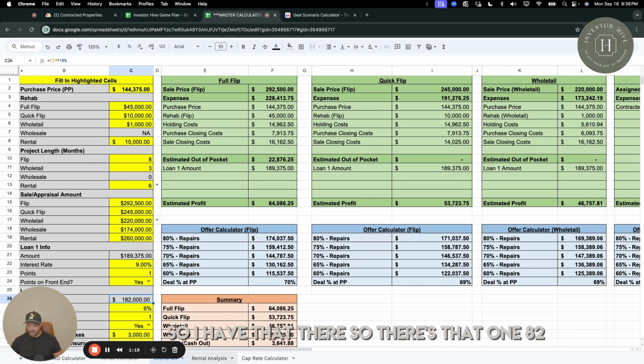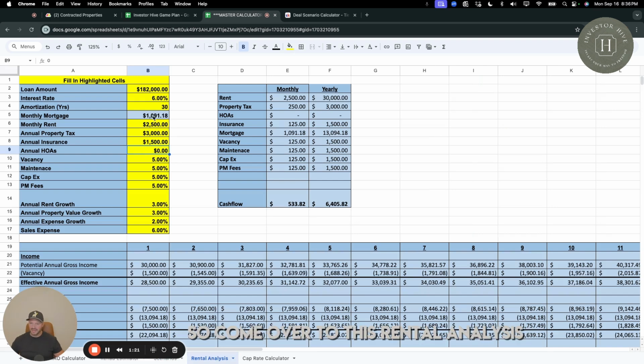So there's that 182. I come over to this rental analysis, and there's a lot of numbers in here that you could adjust. You could leave a bunch of them the same if it's the same for you time and time again. But I go in here and I have the loan amount, right? And I have that loan amount of 182 because we just had it from that other page. You don't really need your ARV on here. It's irrelevant to the cash flow of the property. It does tell you on the previous page, the scenarios, the equity that you have in it. You plug your interest rate in, amortize over 30 years.